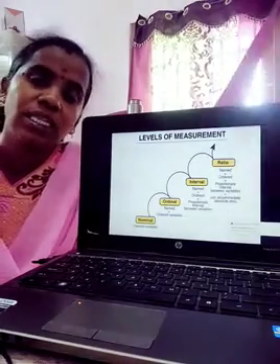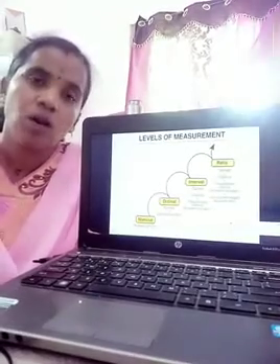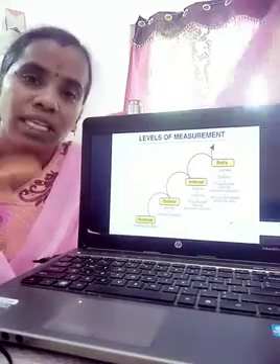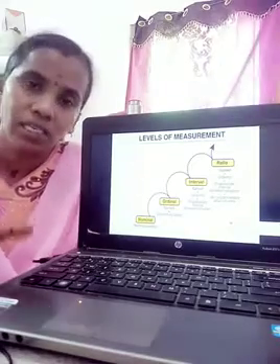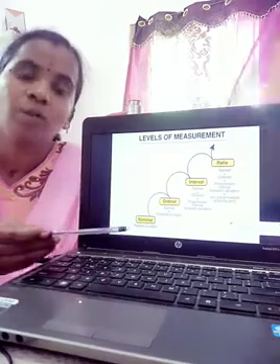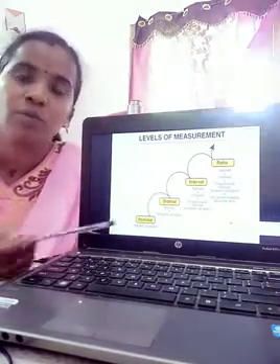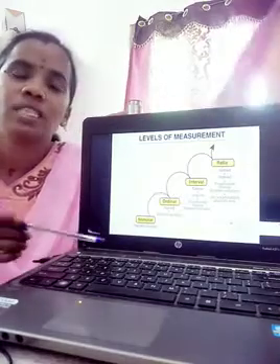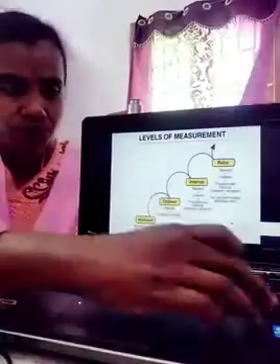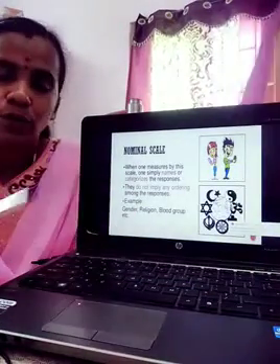In nominal scale, they will measure only the name of the person, name of the job or occupation, name of the education. Only they will give the names. They will not give any numerical data, any numbers. They will give the names: how many males are there, how many females, how many educated people, how many illiterate people, how many housewives. Like that they are going to give the names only.